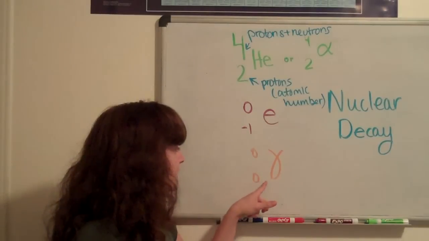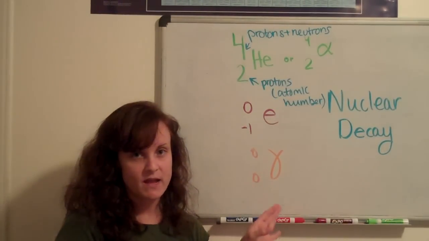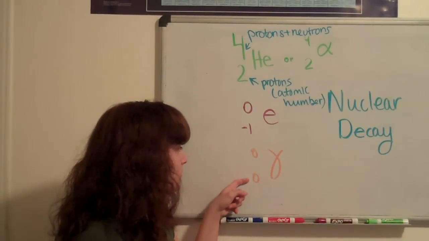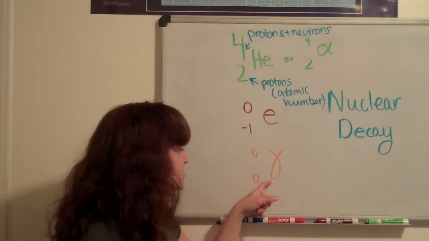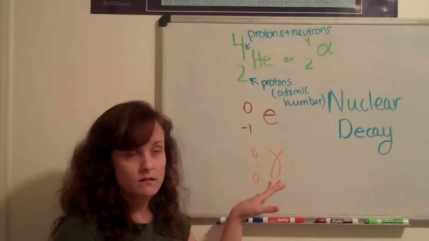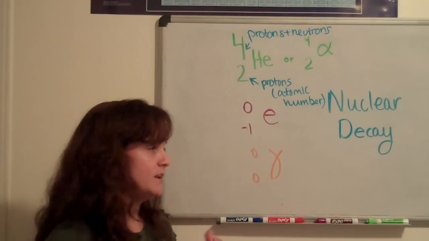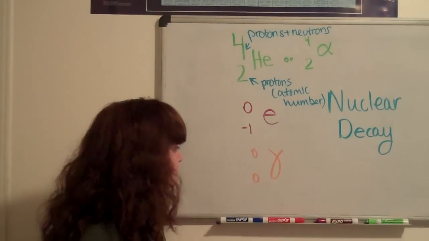And then we also have gamma decay. This one is the easiest equation for us to balance when we're doing nuclear equations, because the atomic number and the mass number do not change. This is just going to be a high ionizing radiation particle that's released from the nucleus, but it doesn't actually release any protons or neutrons from the nucleus.